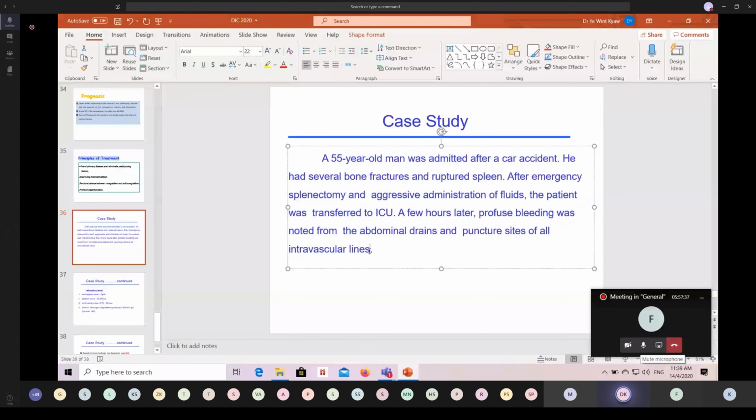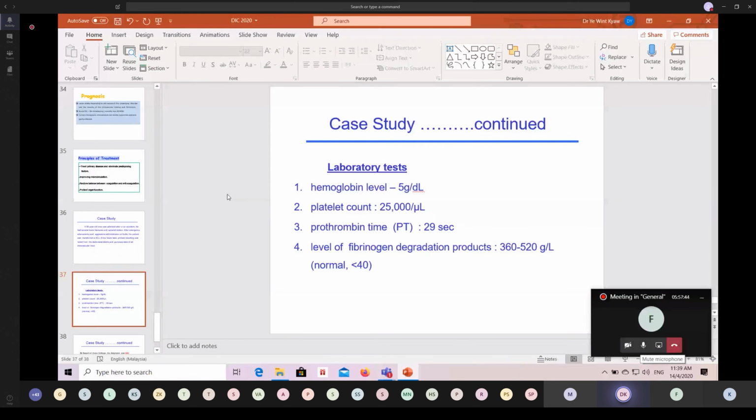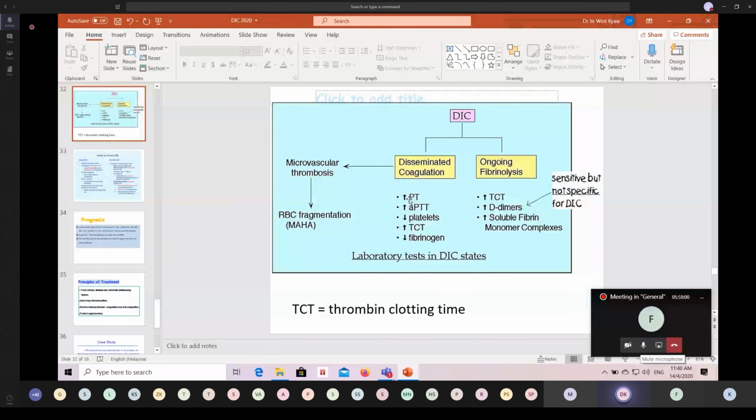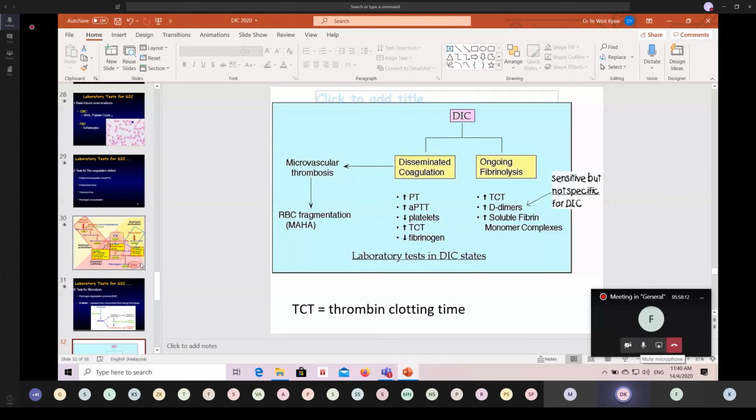You can see bleeding, and then lab tests: hemoglobin reduced, anemia, platelet count reduced, PT prolonged. DIC is quite easy. All counts are reduced, all times are prolonged. Compared with others, PT, APTT, TT and INR are all prolonged in DIC. Bleeding time is prolonged, and platelet count is reduced.